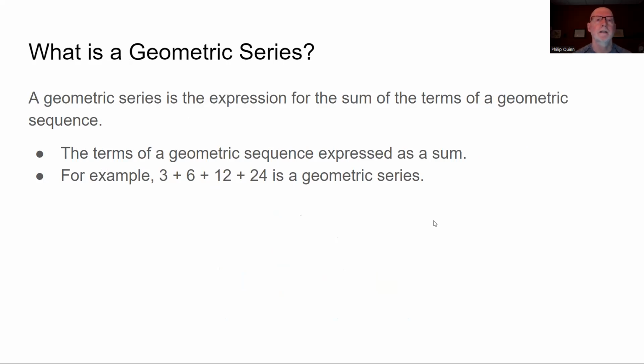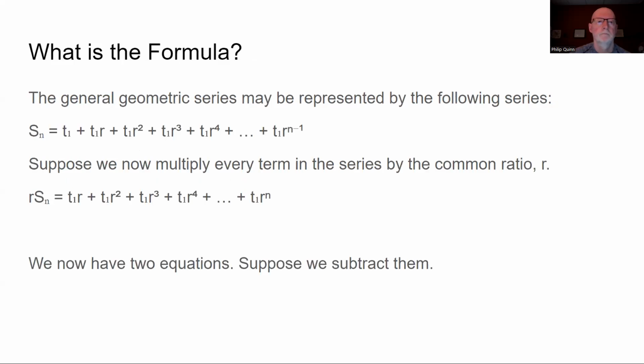Let's just review. What is a geometric series? A geometric series is the expression for the sum of the terms of a geometric sequence. So the terms of a geometric sequence expressed as a sum is a geometric series. So for example, when you see these plus signs, 3 plus 6 plus 12 plus 24, we know that we've got a series because we're adding these terms together. What's the formula?